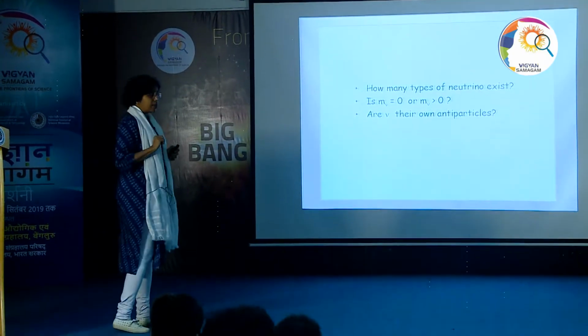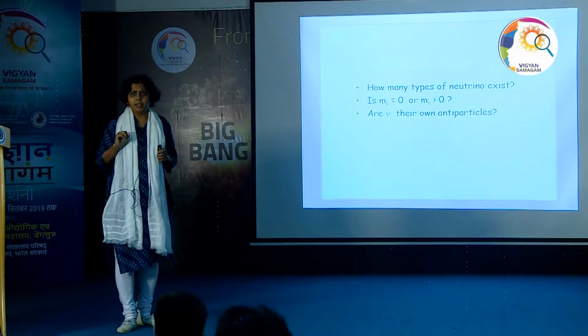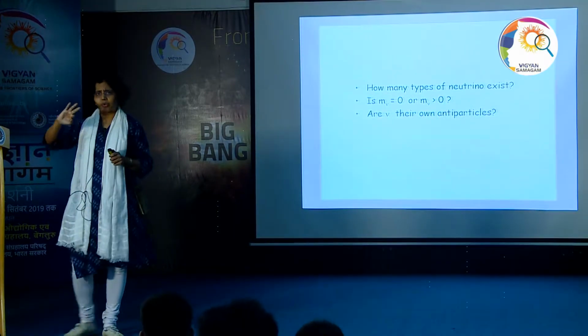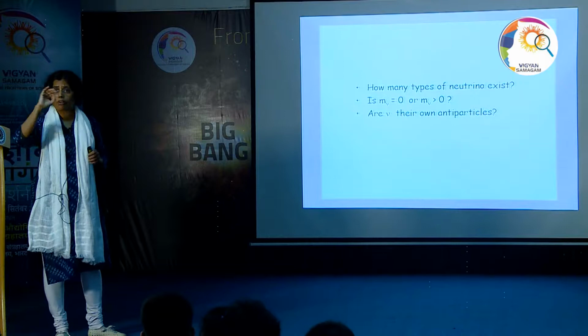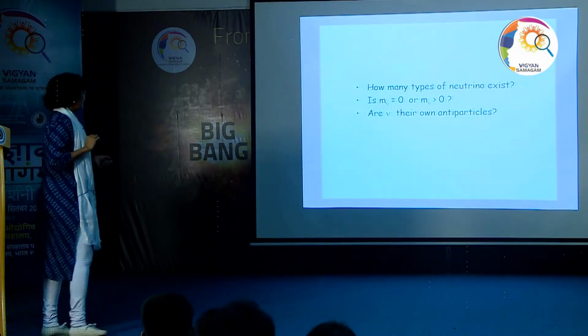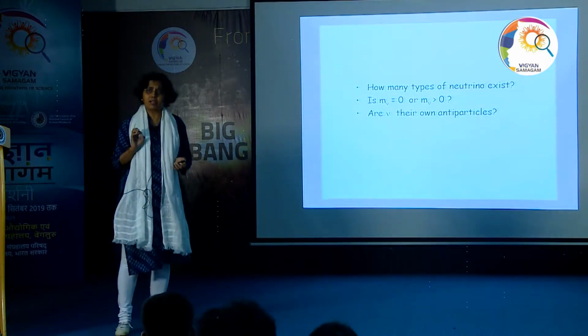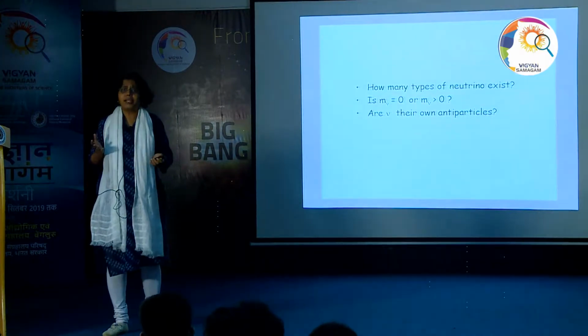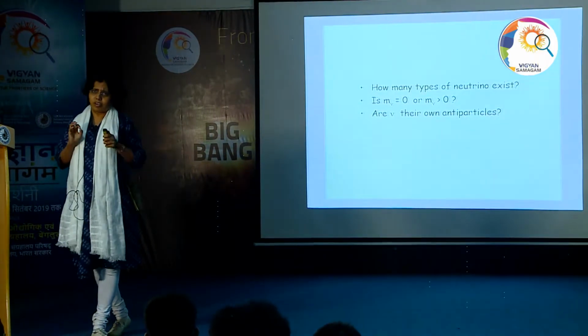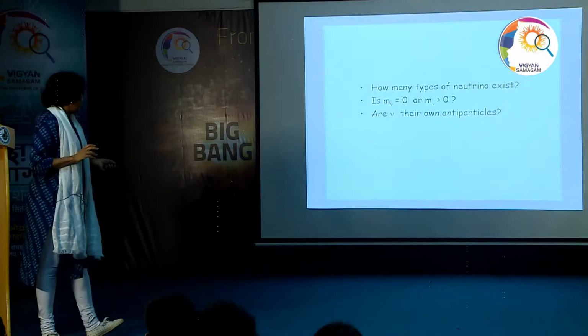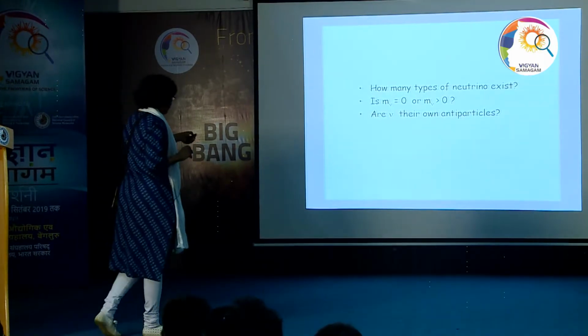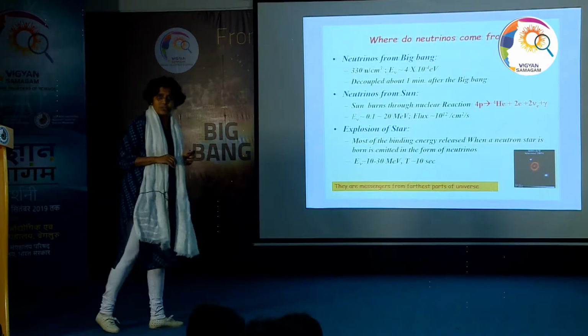So what are the questions we ask? Okay, how many neutrinos are there? I told you I have 3 electron families, so I know at least 3 should be there corresponding to the electrons. Is the mass of a neutrino 0 like the photon, or does it have a finite mass? It's very small, agreed, but is it there? And is it its own antiparticle? So even today these are some of the open questions.